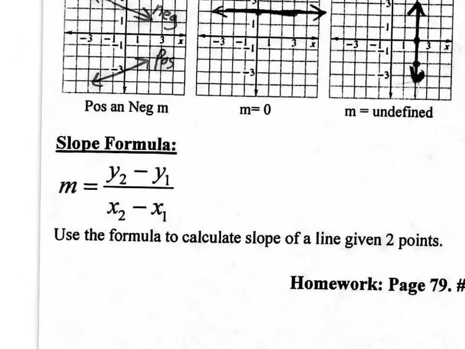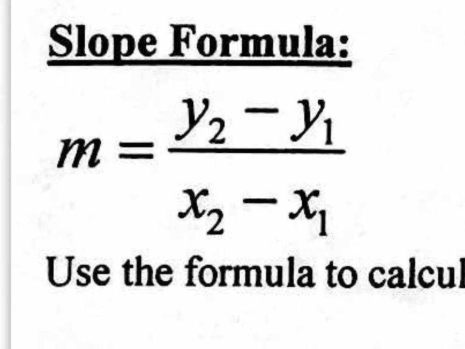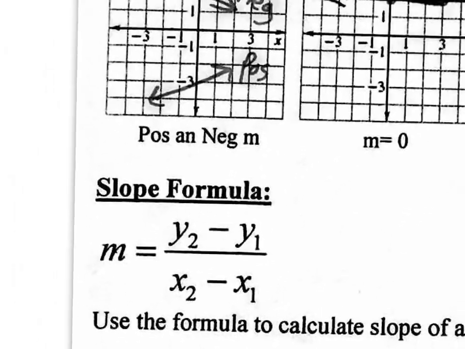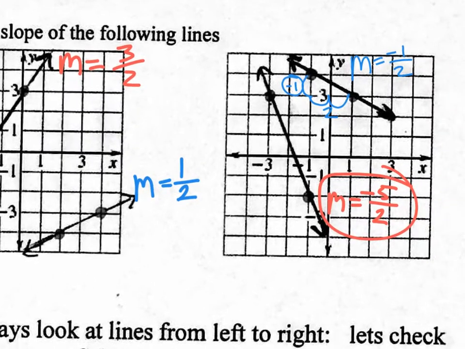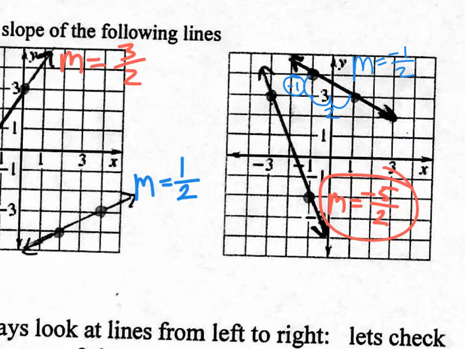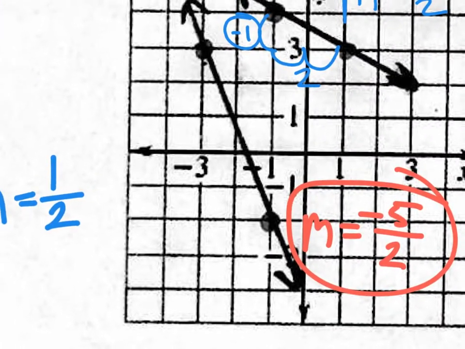Next, let's talk about the slope formula. You have to memorize this formula, okay? You have to memorize the formula. And how does the formula work? You don't have to see the graph. So like right here, we were looking at graphs. But for example, let's focus in on this graph right here that had the slope negative 5 halves. This coordinate up here was negative 3, comma 3. This coordinate down here was negative 1, comma negative 2.